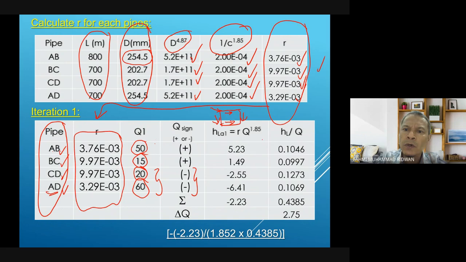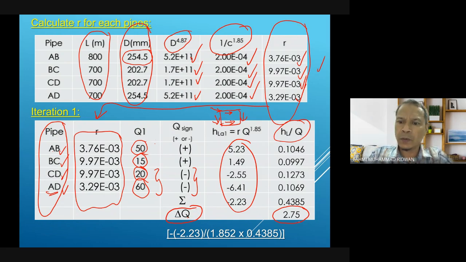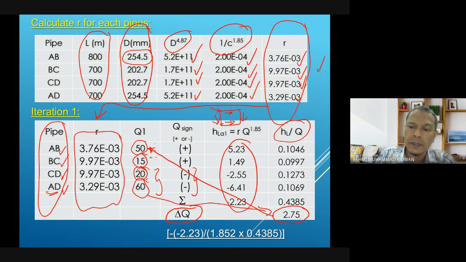So similarly, in calculation of head loss, we also do the assumption of positive and negative. Finally, we obtain HL over Q, and after we determine by formula, delta Q, we obtain delta Q equal to 2.75. Because delta Q is 2.75, here we have to add on, because positive, 50 plus 2.75 becomes 52.75. This one is 17.75, but this one should be subtracted. 20 subtract 2.75 becomes 17.25. And similarly to this, subtracted by 2.75, we will obtain 57.25.